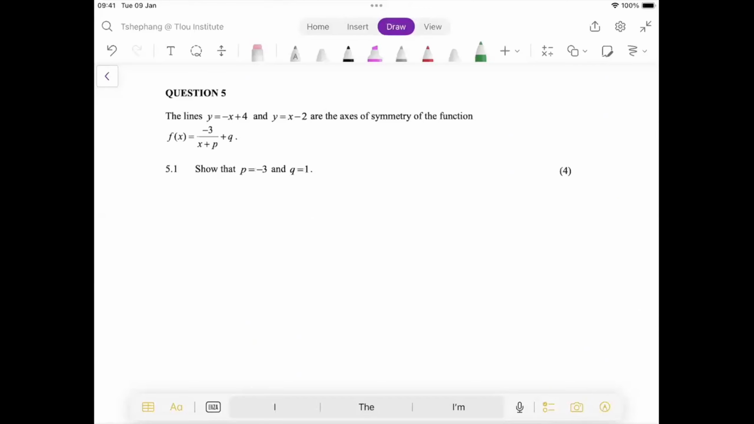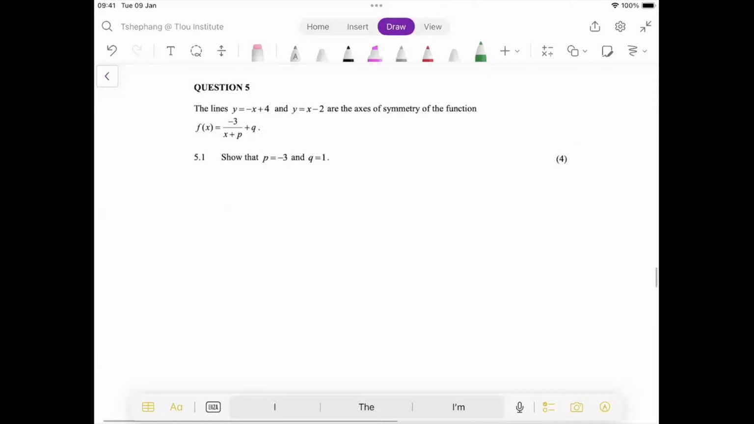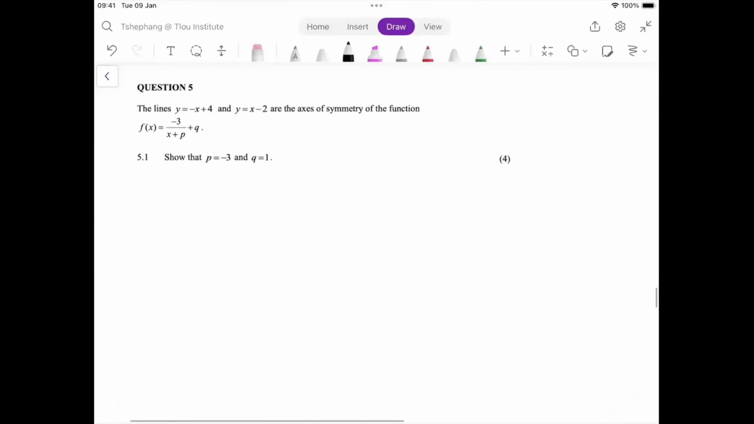Now, how do we go about such questions? I need you guys to pay extra attention. Functions is a very big section, which is not too difficult at all. I'm going to say x minus 2 must be equal to -x plus 4, because these axes of symmetry will touch each other somewhere.